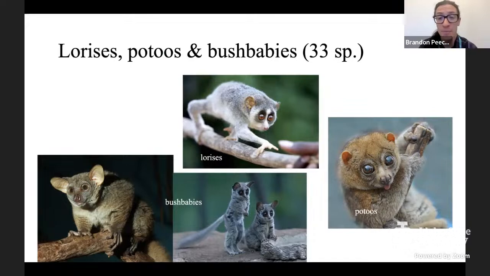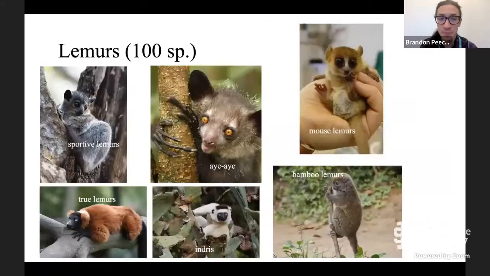The other big group of primates on this side of the tree, besides these lorises, potos, and bush babies, are the lemurs. You guys probably know lemurs. Lemurs are a completely endemic radiation, so they only live in Madagascar. Some primates got into Madagascar something like 35 million years ago and have completely filled a lot of niche space there. So there's a huge diversity of lemurs. There's 100 species or more of lemurs in Madagascar.